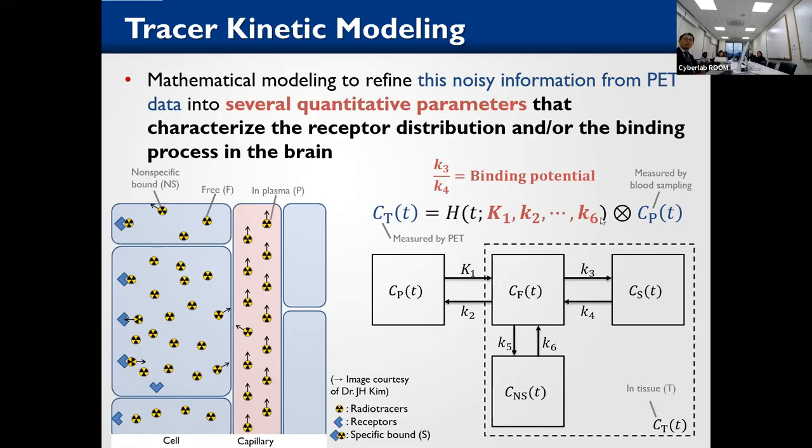If you get the tissue concentration and the plasma concentration, you can relate these two types of data somehow. We believe there are mathematical relationships between CP and CT, and the relationship is determined by these K parameters. They are called the rate constants. So our final goal is to estimate these K parameters from the measured tissue concentration and plasma concentration.